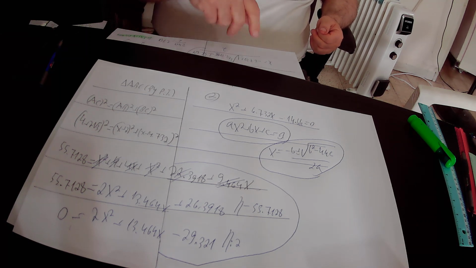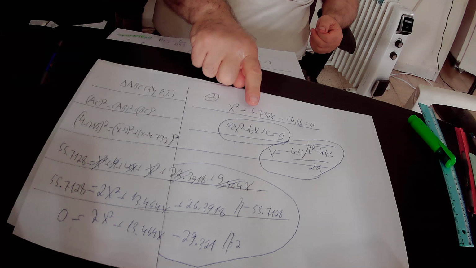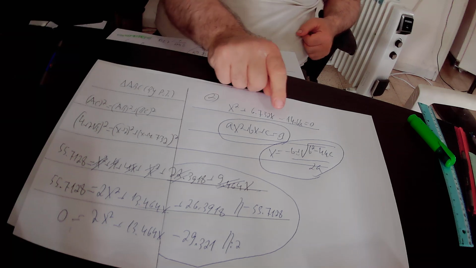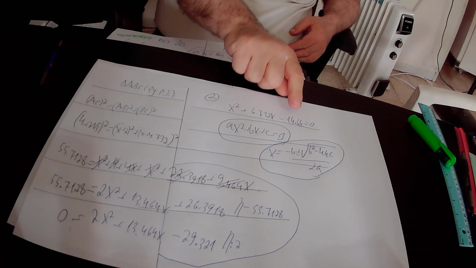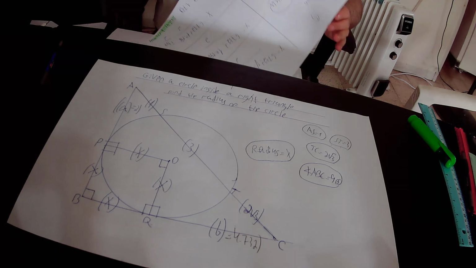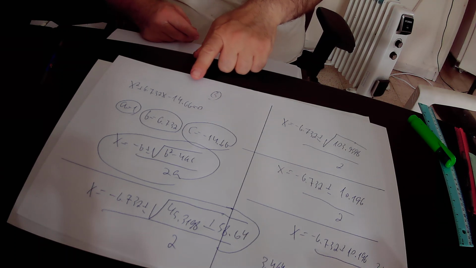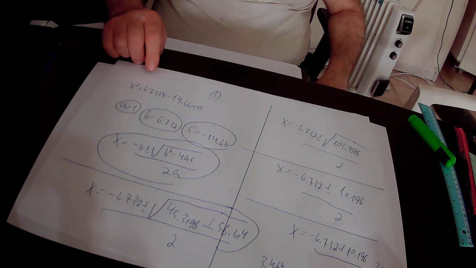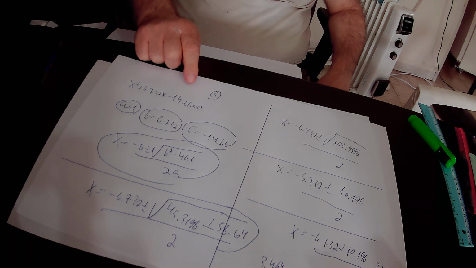In this general formula, a, b, and c are the coefficients of this quadratic equation, and x is the variable that we are looking for. We will find the value of x according to the following formula: x equals minus b plus or minus the square root of b squared minus 4ac, over 2a. In our specific quadratic equation, x² + 6.732x − 14.66 = 0, the coefficient a equals 1, the coefficient b equals 6.732, and the coefficient c equals minus 14.66.